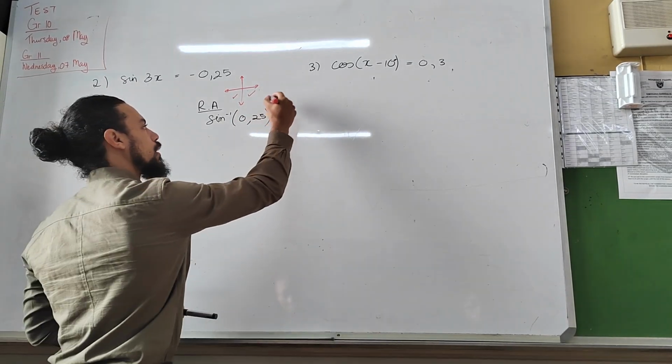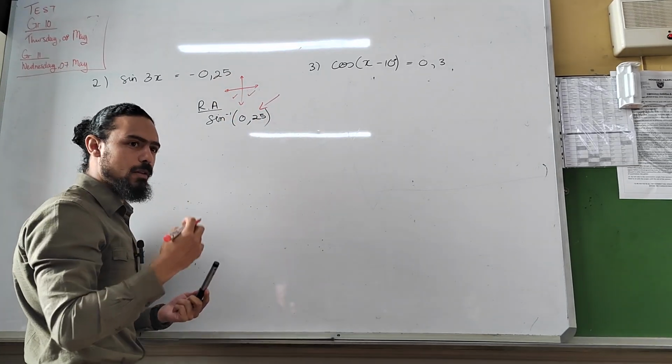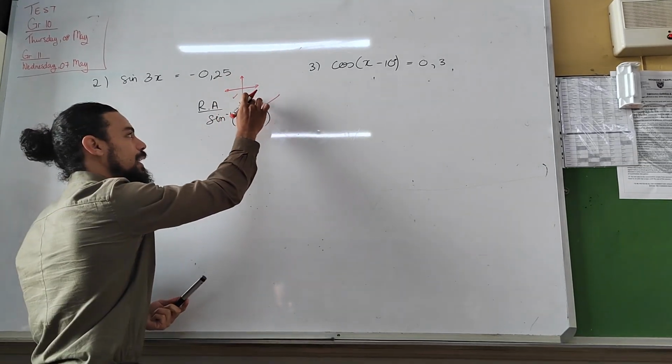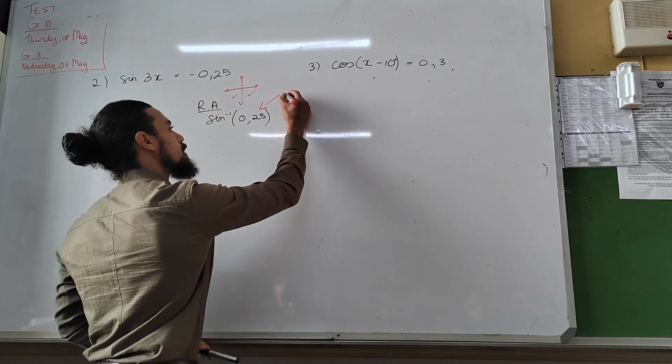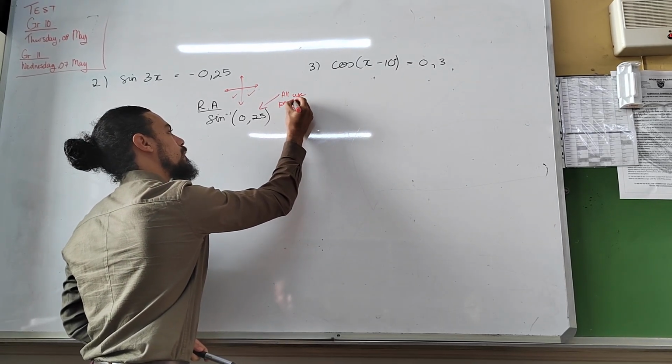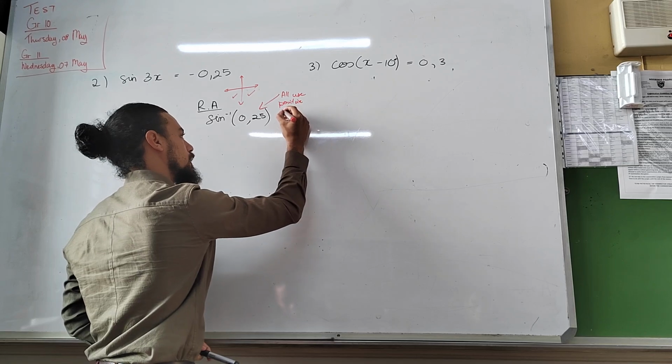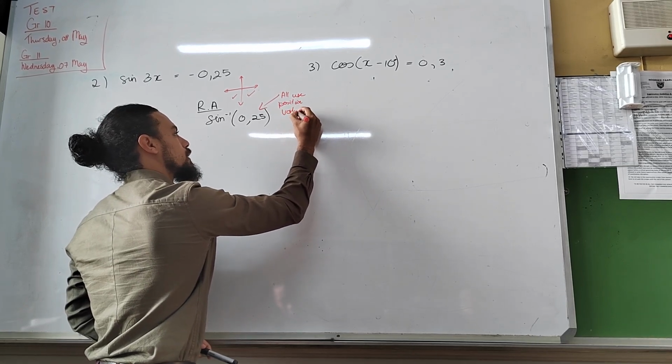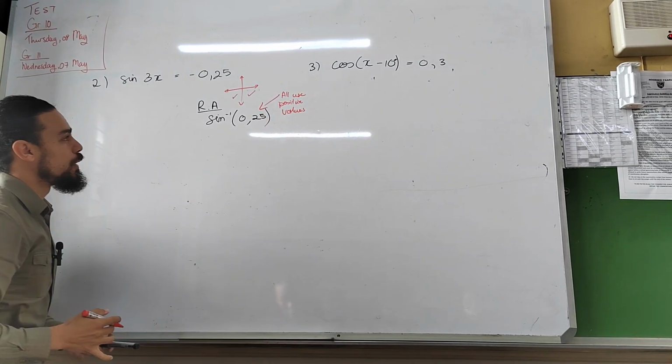We always work with a positive. We ignore the negative number there because we already identified the quadrants. So always use positive values here.